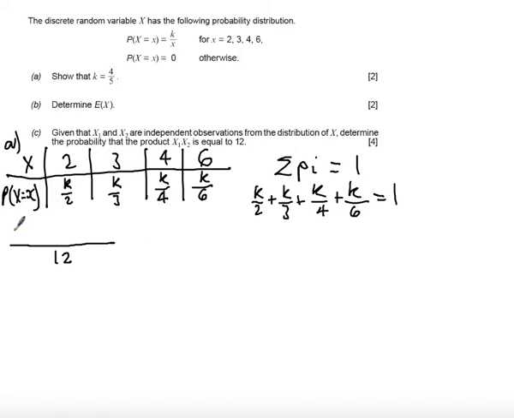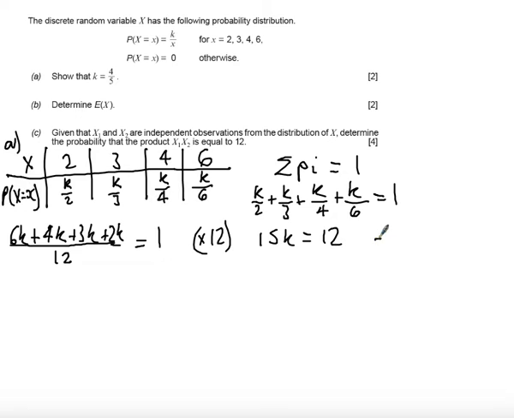k over 2 would be 6k over 12, plus k over 3 would be 4k over 12. k over 4 would be 3k over 12, and k over 6 would be 2k over 12. So this is all equal to 1. If I multiply both sides by 12, we get 6k plus 4k plus 3k plus 2k, which is 15k, equals 12, and then if I divide by 15, we finally get that k is 12 over 15, which cancels to give us 4 over 5 as required.